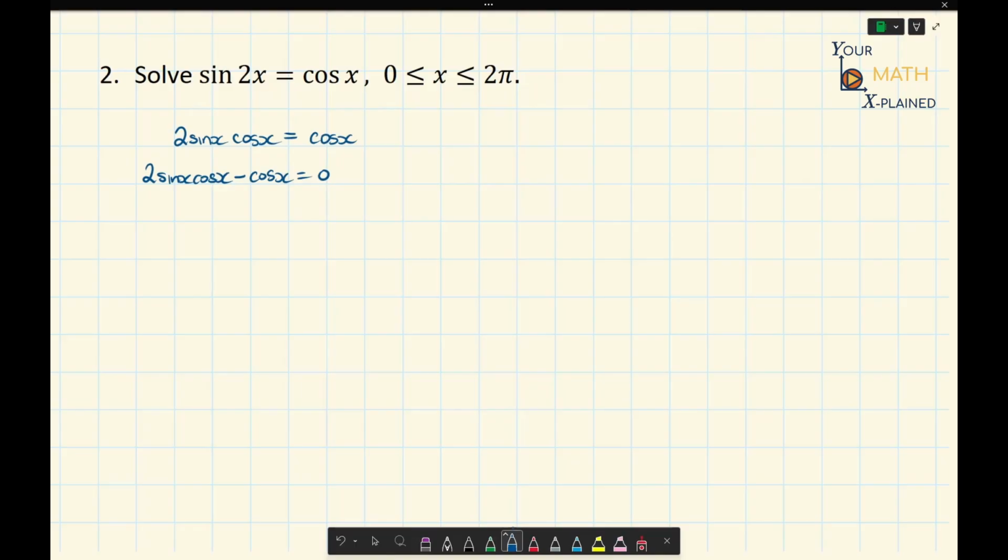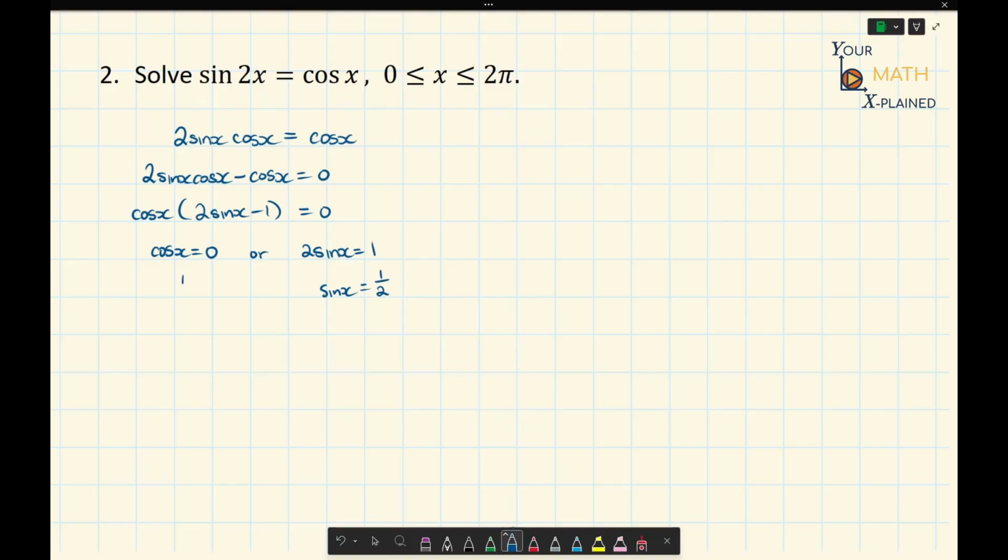Now we're going to factor out our cosine x. So we get cos x multiplied by 2 sine x minus 1 is equal to 0. And now because we have two factors multiplied together to be equal to 0, we're going to set each of them to equal to 0. So we get cos x equals 0, or we get 2 sine x is equal to 1. And then isolating sine x gives us sine x is equal to 1/2.